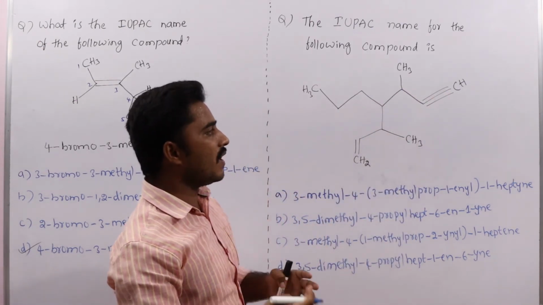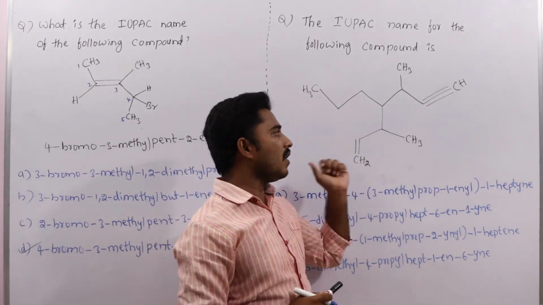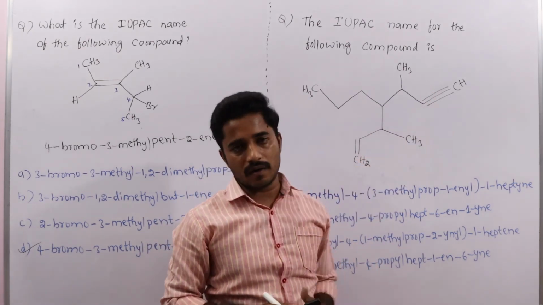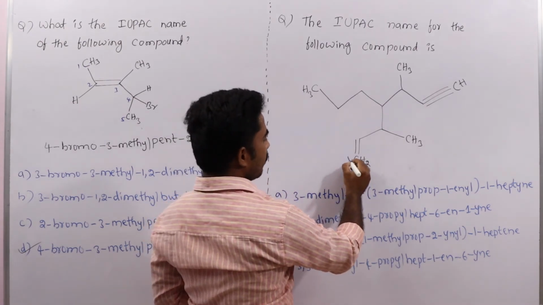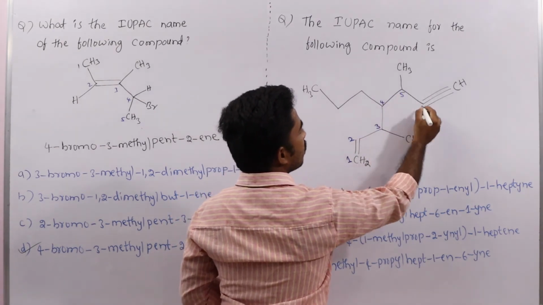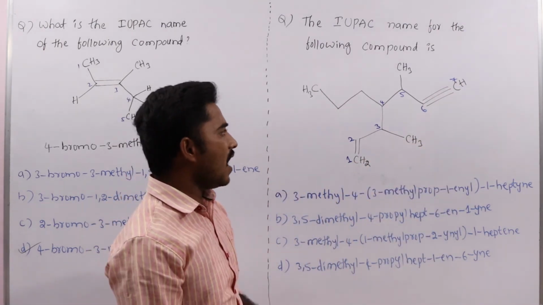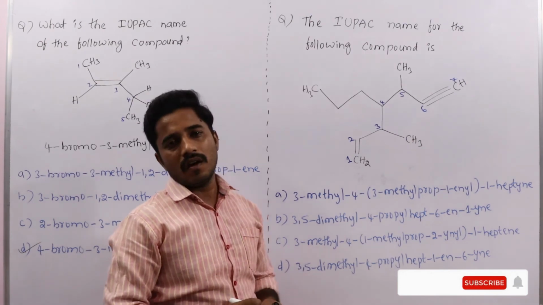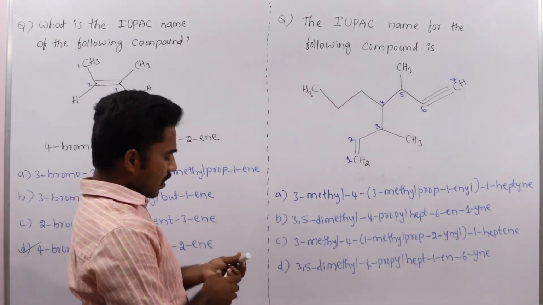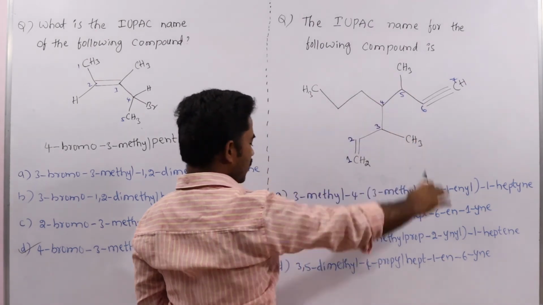For this parent chain, from where should we start the numbering? Definitely we should start numbering from the double bond according to the priority order. Double bond is more prior than the triple bond. So I am starting numbering 1, 2, 3, 4, 5, 6 and here 7. So totally 7 carbons are there in the parent chain. Always select a parent chain which contains multiple bonds.